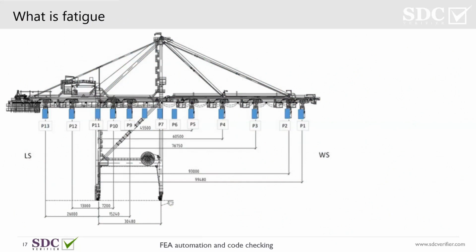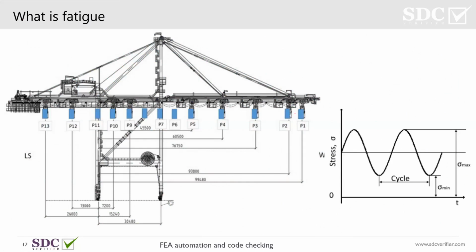Fatigue refers to progressive and localized damage that occurs when a structure is subjected to repeated loading and unloading cycles over time. A crane is a very nice example to show that, because if we have a trolley moving from one extreme position to another, of course that creates maximum and minimum stresses, right? The period of time when the stress varies from its minimum to maximum and back to minimum, that we call one cycle.